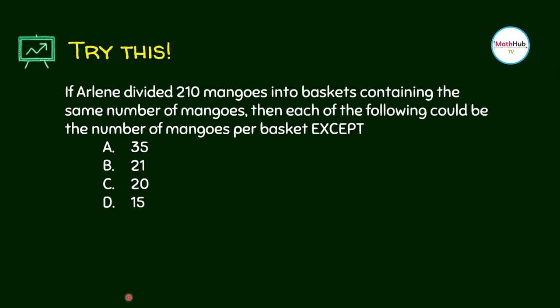It says here that Arlene has 210 mangoes containing the same number of mangoes. Then each of the following could be the number of mangoes per basket except, okay, which among these? You can end up with 21 mangoes, right? Because 210 is divisible by 21. So that means you have 10 baskets. You cannot have 20 mangoes. The answer is letter C.